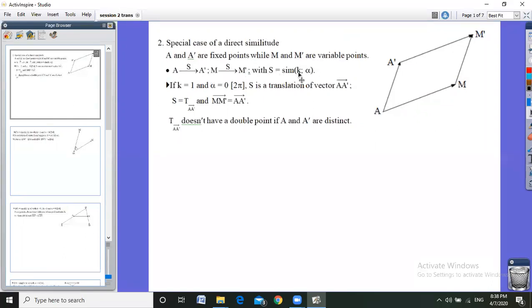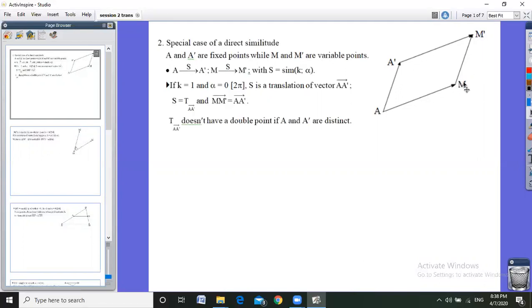S is the similitude of ratio K and angle alpha. If K equals 1 and alpha equals 0 mod 2 pi, we have A prime M prime equals AM, and the angle between vectors AM and A prime M prime equals 0. We get that the vectors AM and A prime M prime are equal, so this figure is a parallelogram. Then vector M prime M equals vector A prime A.